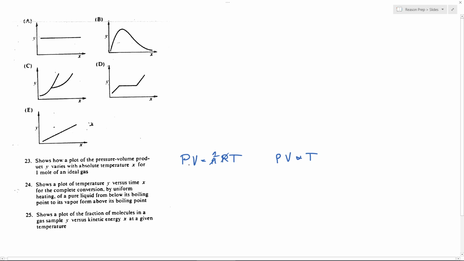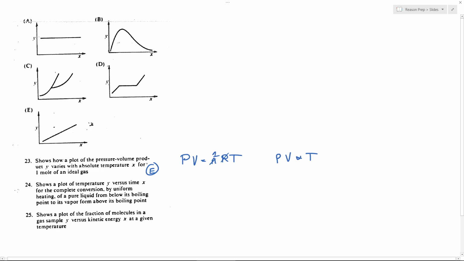If P times V is some value, and that equals nRT, where n and R are just always the same, as T changes, you're going to have to change PV in that same way to make the equation still equal. So as T goes up, PV goes up. As T goes down, PV goes down. So we're looking for a linear direct relationship, and we get that in choice E.